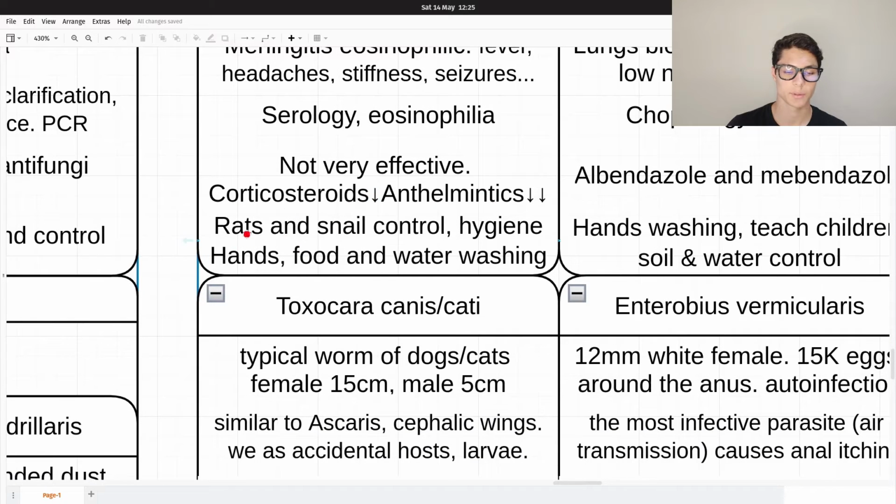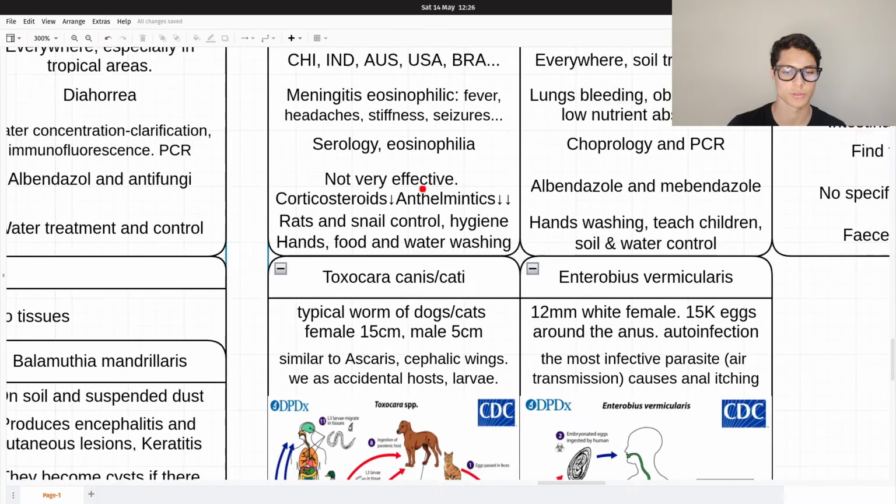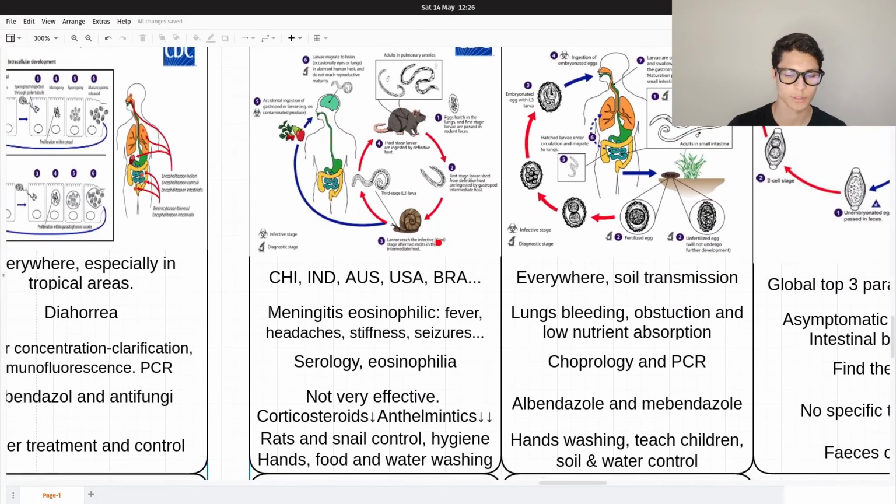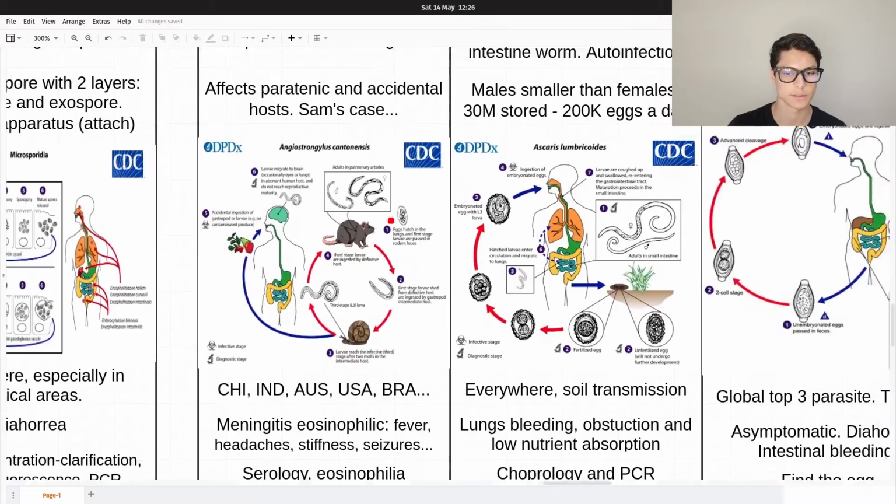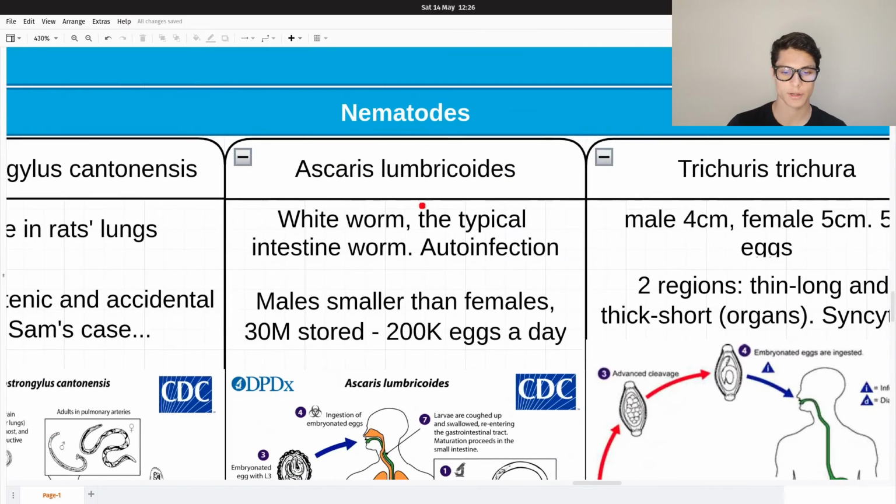The prophylaxis, well, rat control is the main one and the most effective, because snail control is very hard. And then hygiene, of course, hands, food, and water washing always, and water control as well, as we are talking about water-related parasites.